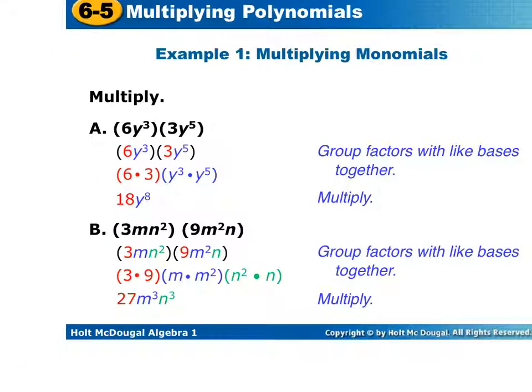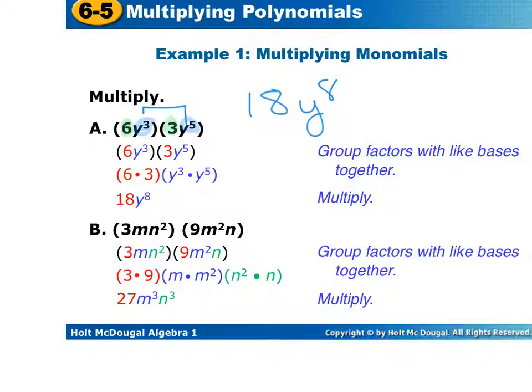So here is our first example, and we're multiplying two monomials here. When you multiply two monomials, you are going to multiply the coefficients, so 6 times 3, and then you are going to add the exponents on the variables. So 6 times 3 gives me 18, and then y to the third times y to the fifth, when I multiply them, I'm adding the exponents and I get y to the eighth.